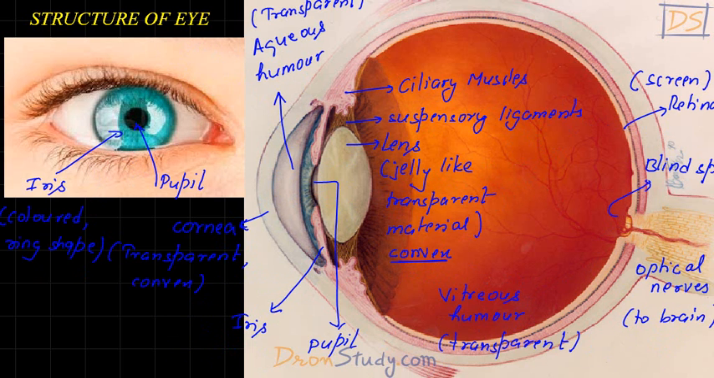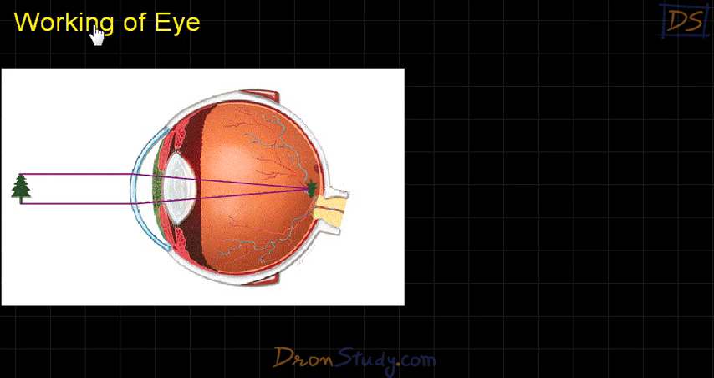Fine students, this was all about the structure of the eye. Now we need to see how this eye helps us in looking at objects. That will be studied under the heading working of the eye. So see, students, how this eye works. Suppose there is an object in front of our eye. That may be any object. For example, we have taken a tree.